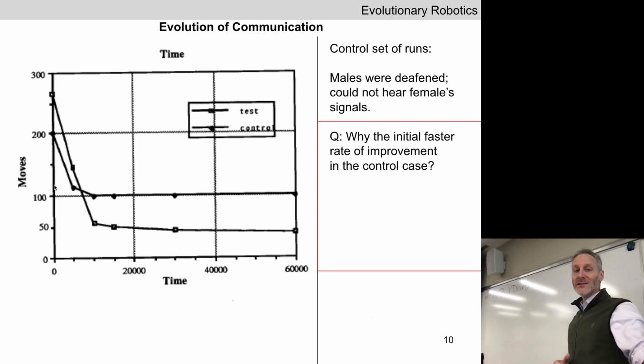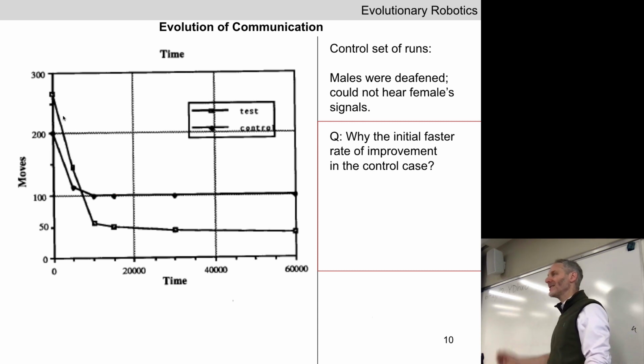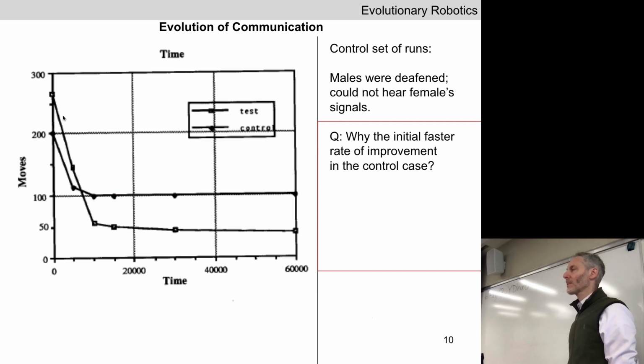True, but again, that's also true in the original experiment. The females are starting to evolve the ability to signal. We've got to try and explain why the deafened males have an advantage. Because the best they can do is to move constantly in a straight line. And it's a lot easier to do that if you do that for everything than if you have a bunch of different signals that you have to evolve specific behaviors for.